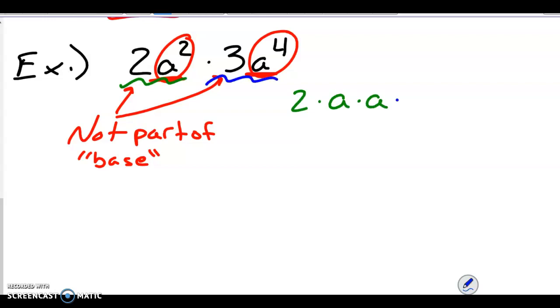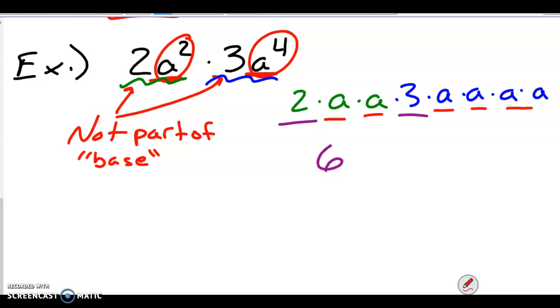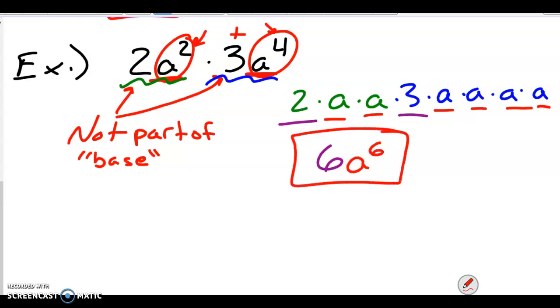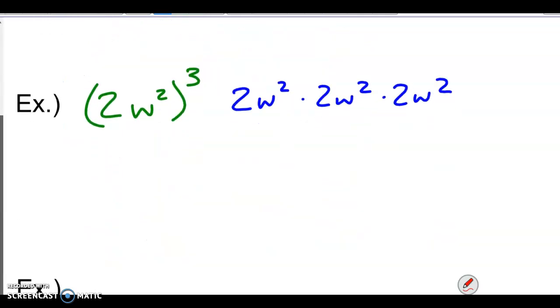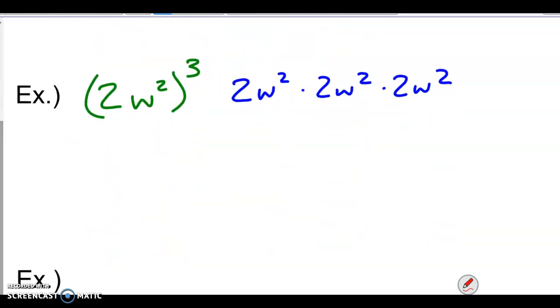And then the 3a to the fourth is 3 times a times a times a times a. There's 4 a's there. This is just one long string of multiplication, and you multiply whatever you can multiply together. So I can multiply my 2 times my 3, which is 6, and I can also multiply all these a's together, which I have 6 of them, okay? 2 plus the 4, and I end up with 6a to the 6th. So when you're dealing with terms that have numbers in front of them, you're multiplying them like you normally would. These rules just apply for where the exponent is involved.